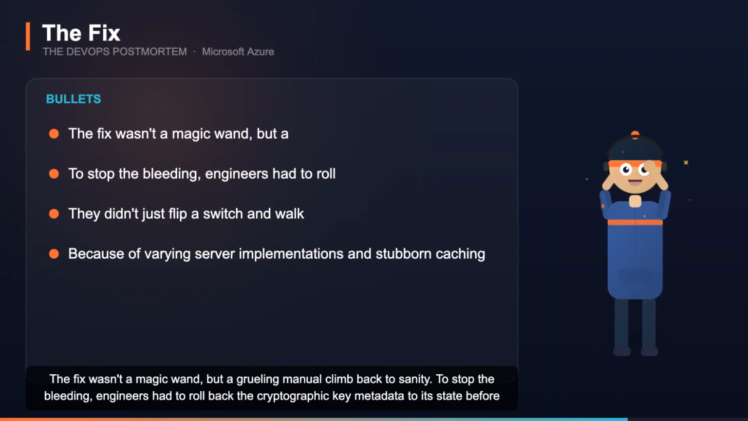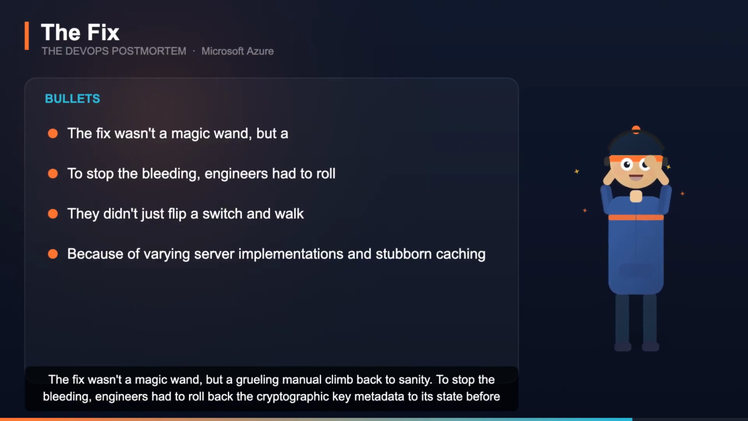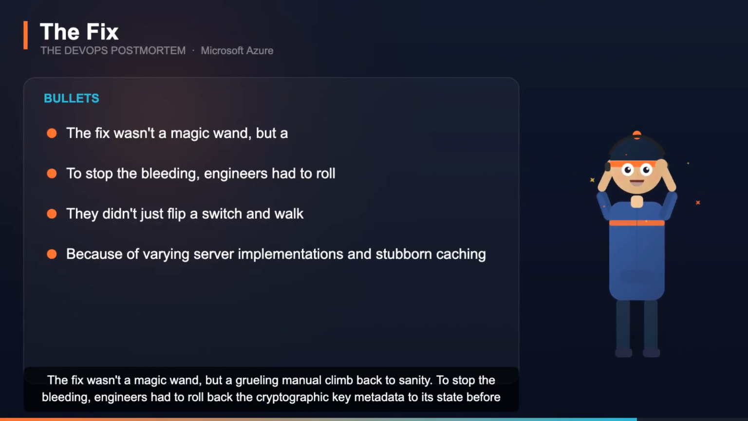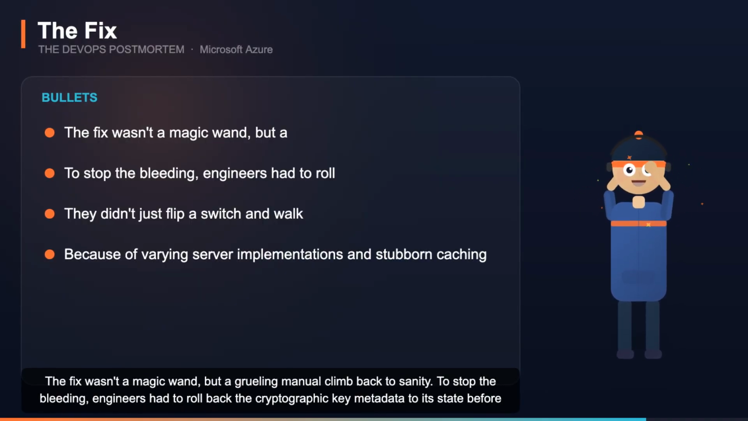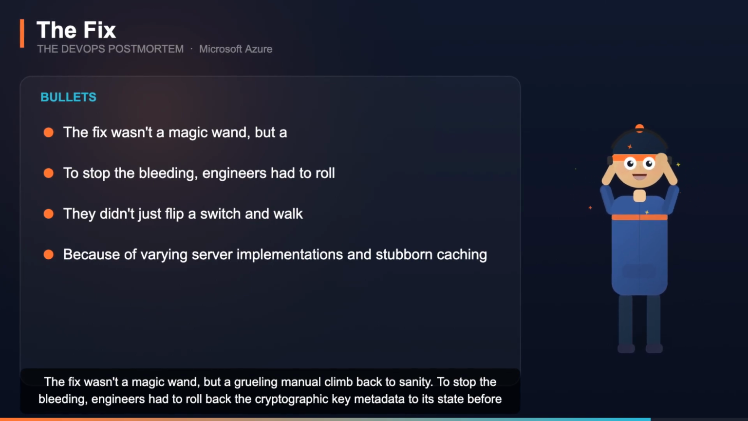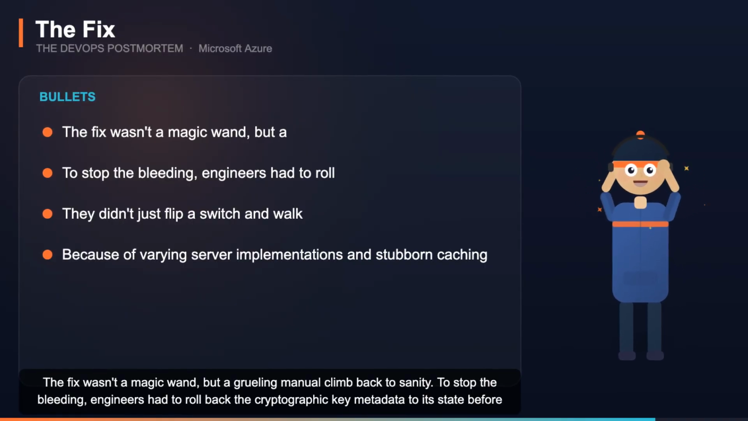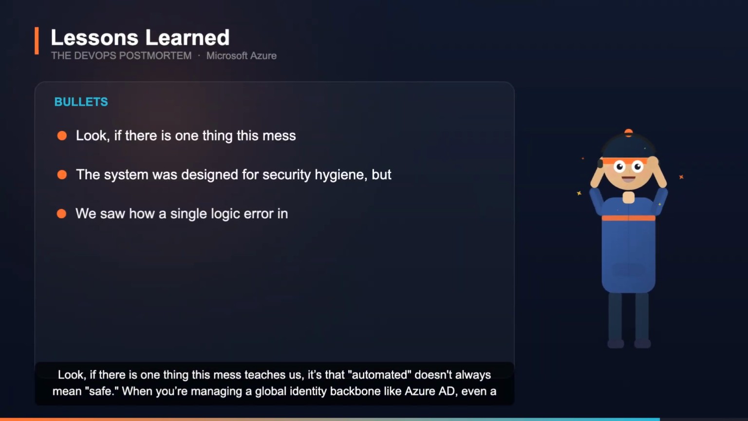To keep this nightmare from haunting them again, the team shifted toward more resilient caching layers and automated rollback capabilities for critical infrastructure. They also tightened monitoring around key signing and rotation processes, ensuring that if a security hygiene script ever trips over its own feet again, the system can catch it before it takes down the entire front door.